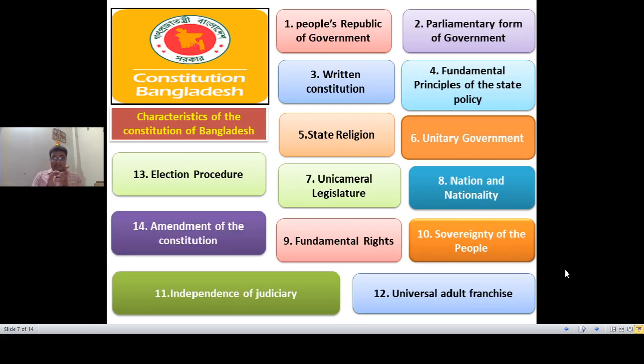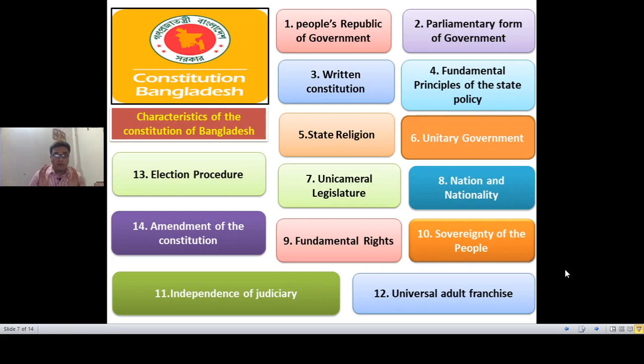Last characteristic is amendment of the constitution. At first you have to understand what is called amendment of the constitution. Any change of constitution is called the amendment of constitution. Okay, and we can change our constitutions, but here we need two-thirds majority support of our parliament members.